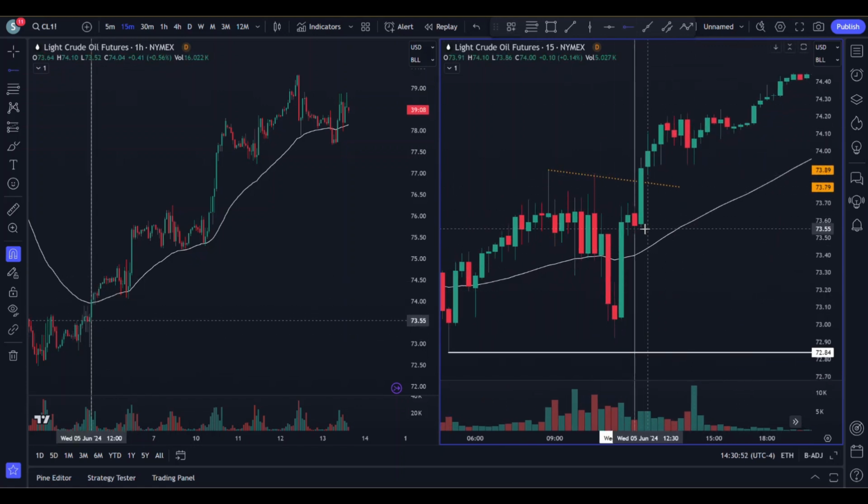This is a large candle, so we're going to have a bit of a larger stop. And this would go at $73.56 minus an extra penny or two.